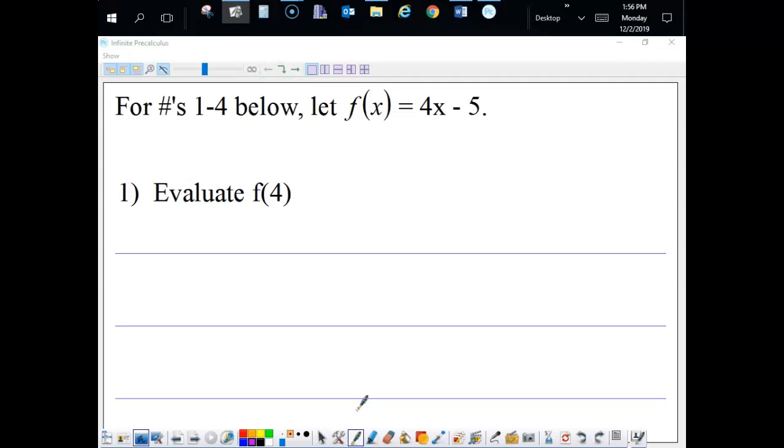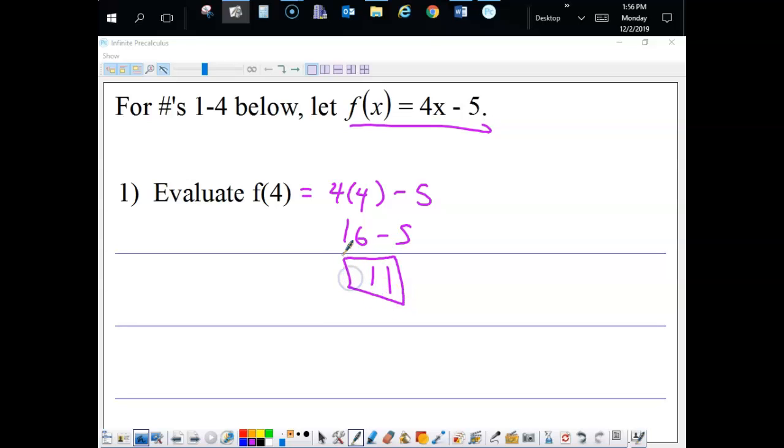And what that means is you're going to take your function, 4x minus 5, and you're going to plug in the 4 for the x. Okay, so that's 16 minus 5, which is 11. So that's our answer for that one. So f of 4 is 11. I'll pause in case you're writing. Give you a few seconds.